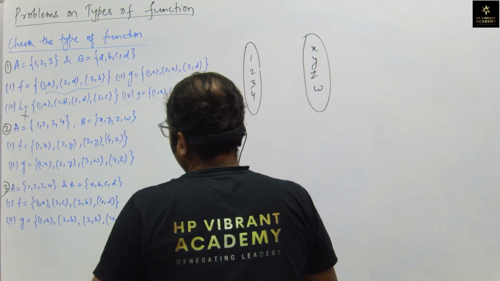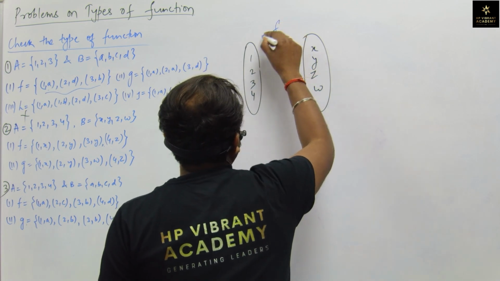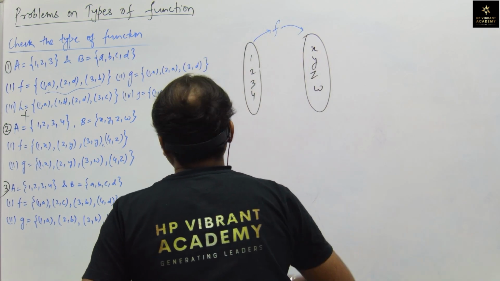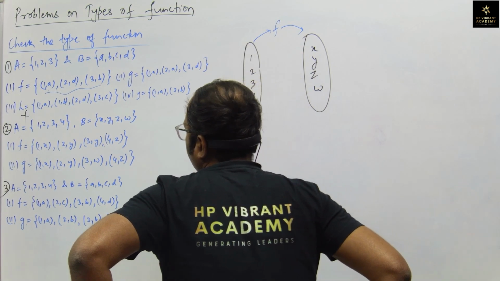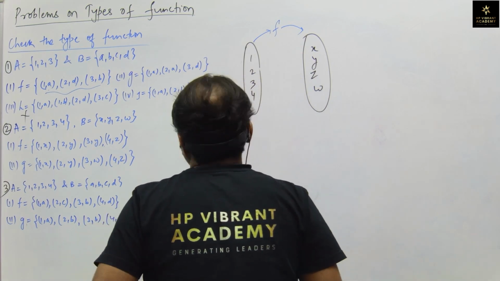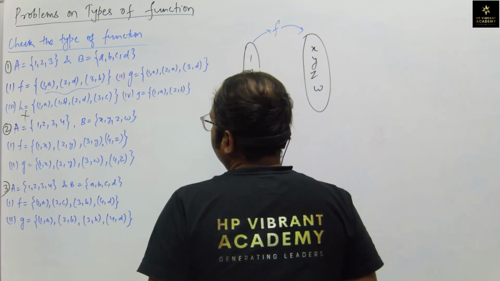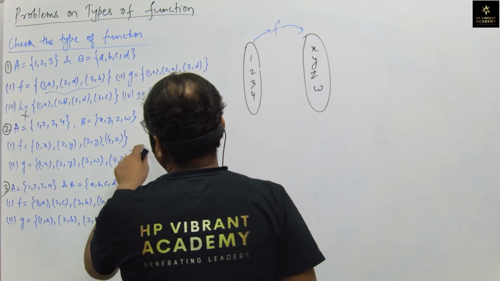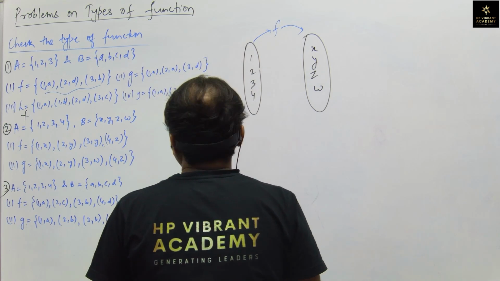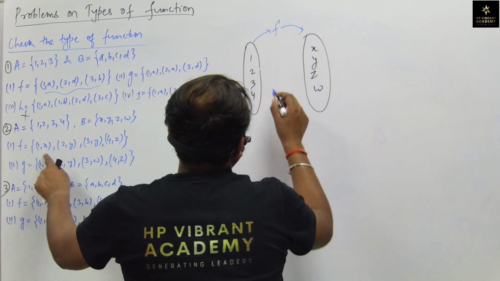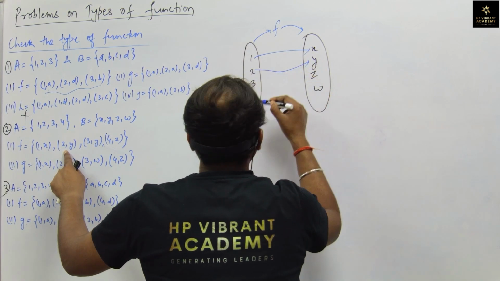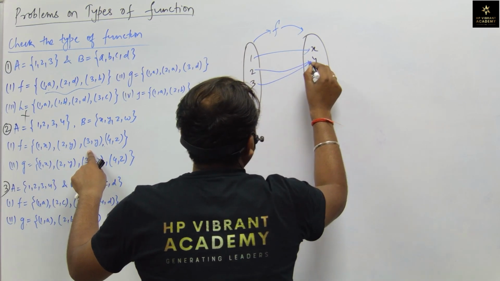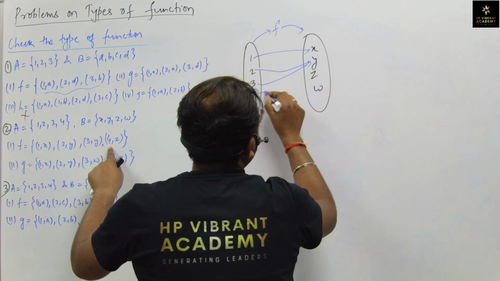So we have the relation as F. Okay, so unless and until it is satisfying the definition of a function, let us not call this a function. So before proving this, let us call F a relation. So we have 1 goes to X, 2 goes to Y, 3 goes to Y and 4 goes to Z.